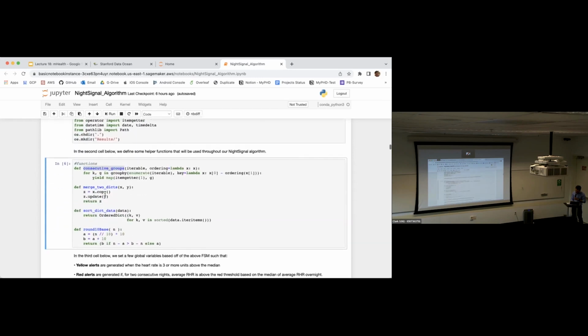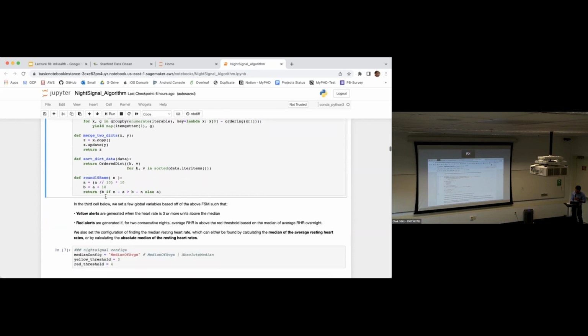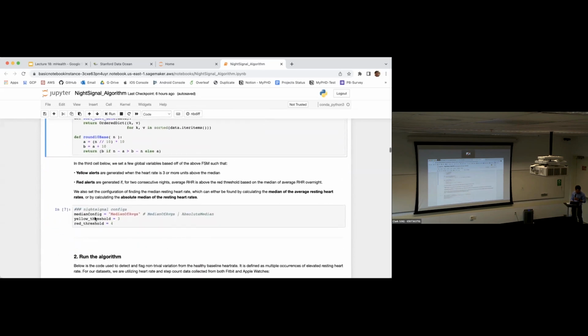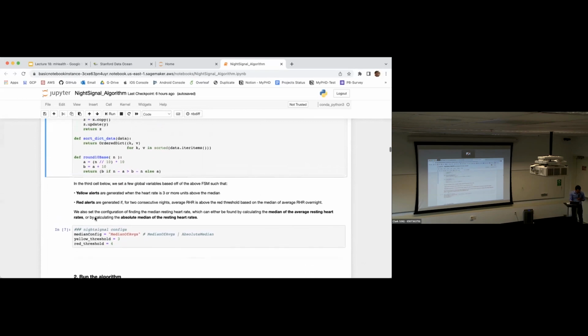So in terms of the code, these are just some helper functions.